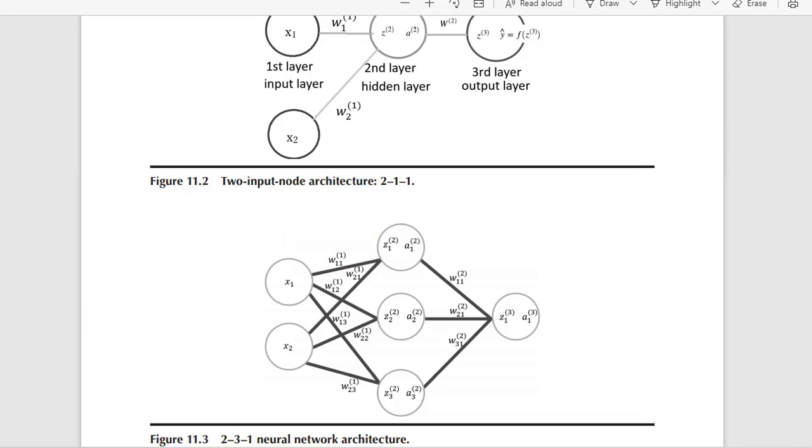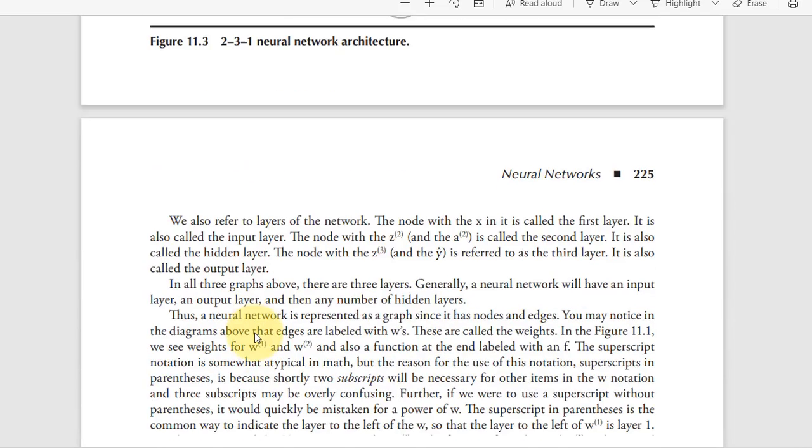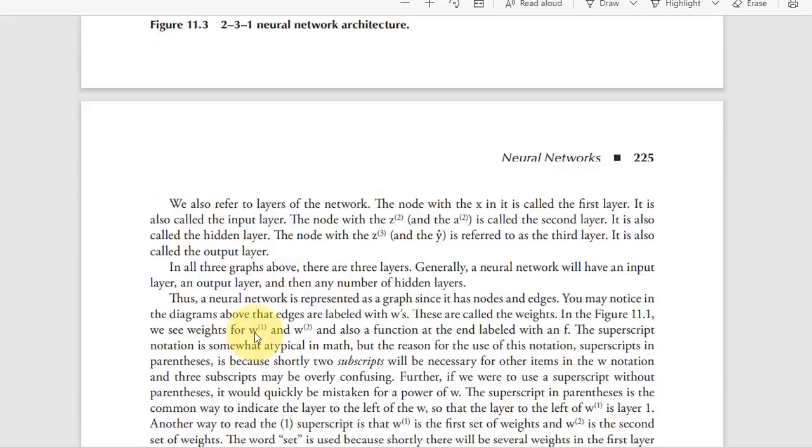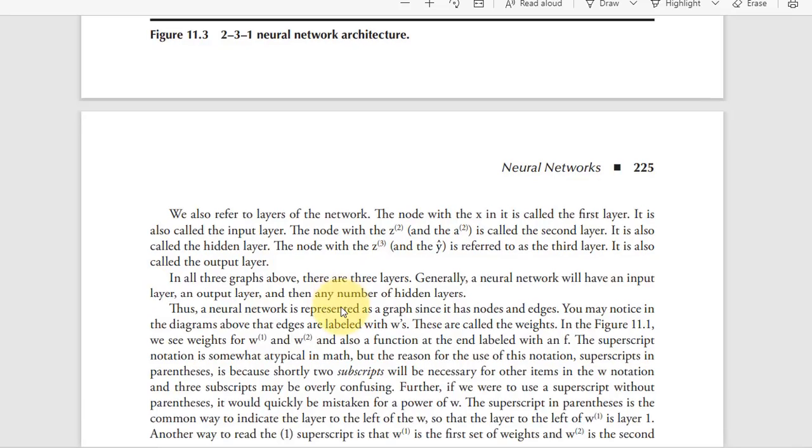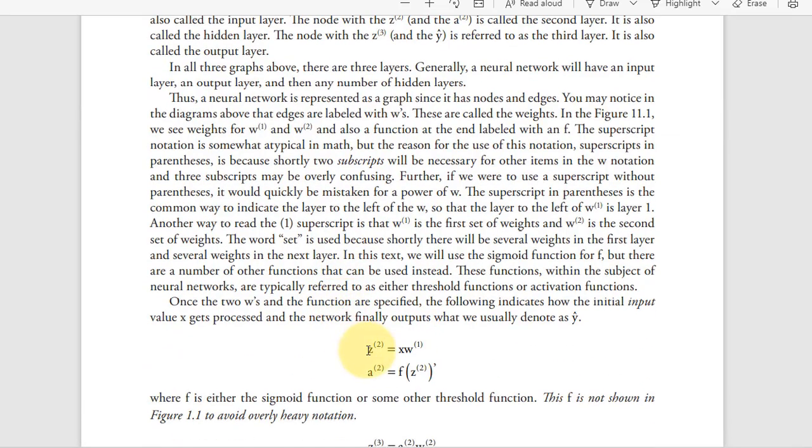So let's see if we can summarize all of this using a little bit of mathematical notation. What is Z2 in the first case in here? Z2 is just x times this. So let's see that here. We have that Z2 is x W1.